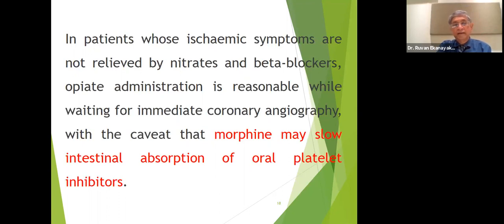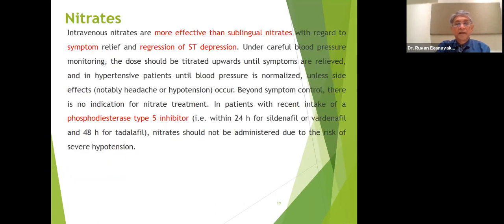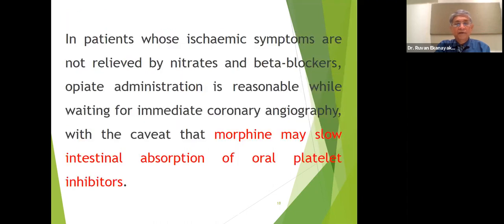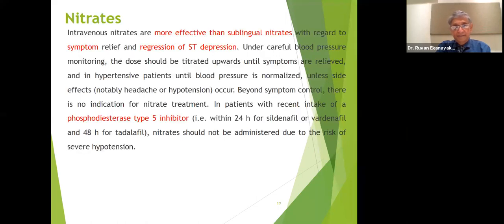Morphine may slow the intestinal absorption of oral antiplatelet agents. Therefore, if morphine is administered, the action of ticagrelor and clopidogrel may be retarded, and therefore morphine is not given unless very, very urgent in acute coronary syndromes at present. It is certainly not administered routinely because it mitigates the action of the antiplatelet agents.